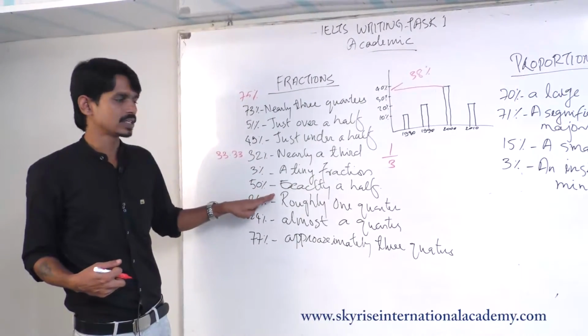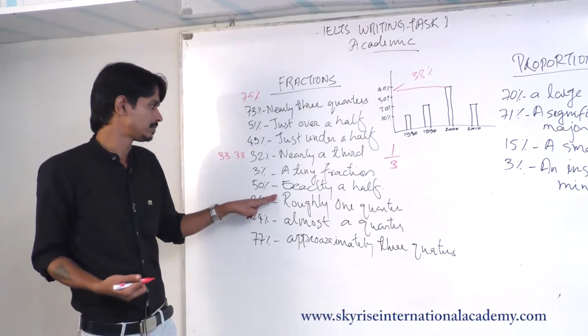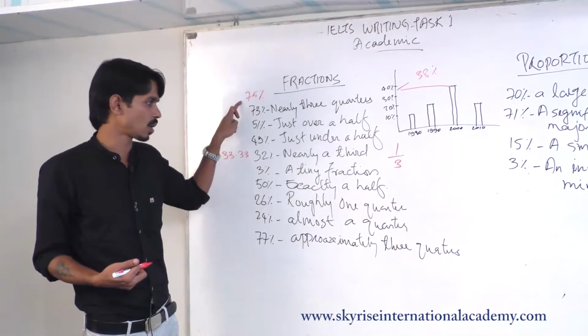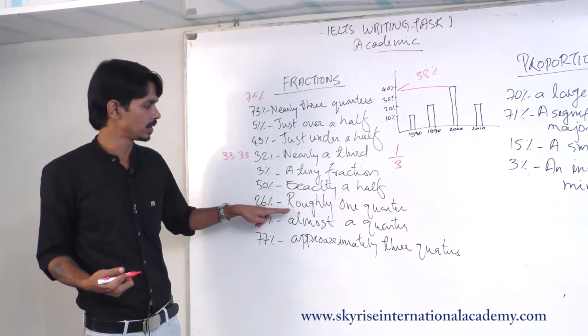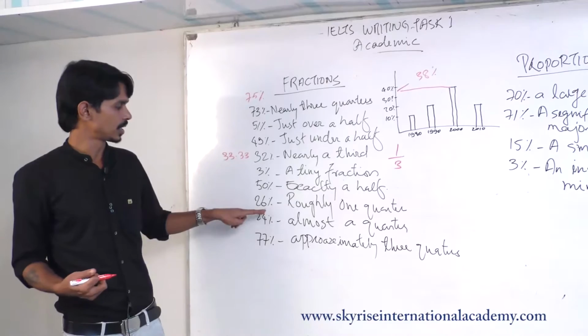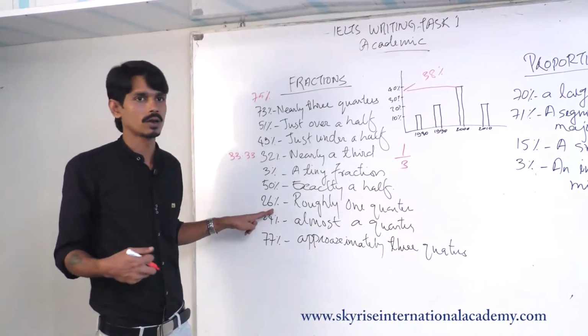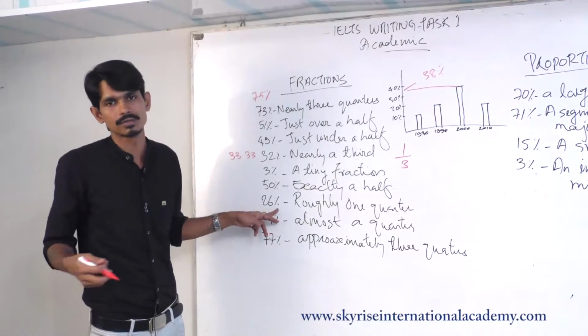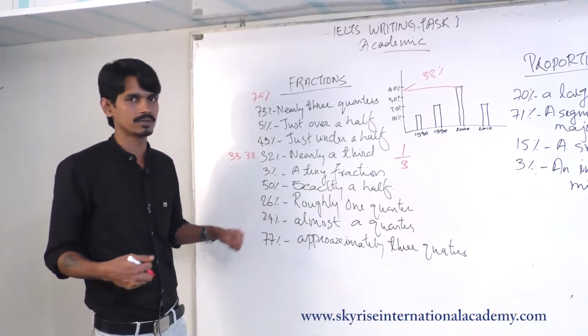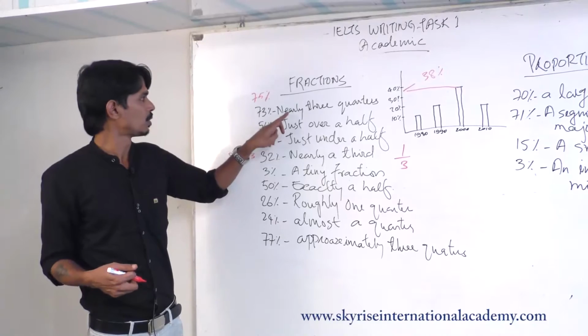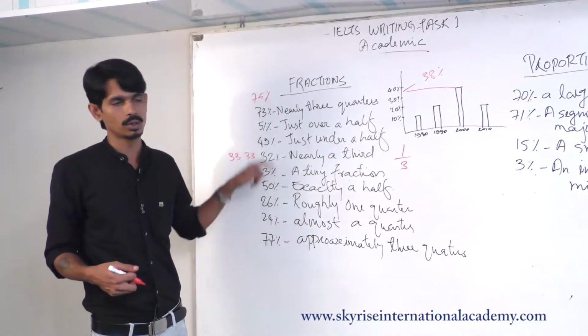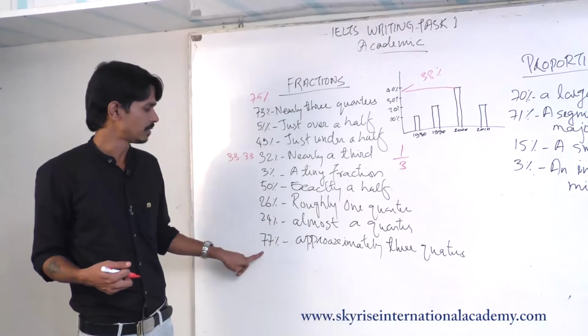Now you have 50%, exactly a half. That's again like exactly 3/4. 26%, roughly 1/4. This is again 1% more than a quarter. So 26% is justified. Roughly 1/4 is justified here. 24%, almost a quarter, like almost or nearly. You could use both of these in these scenarios.